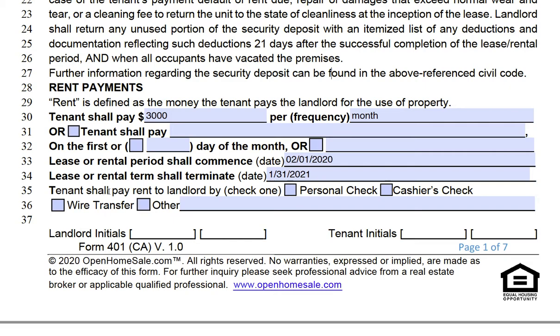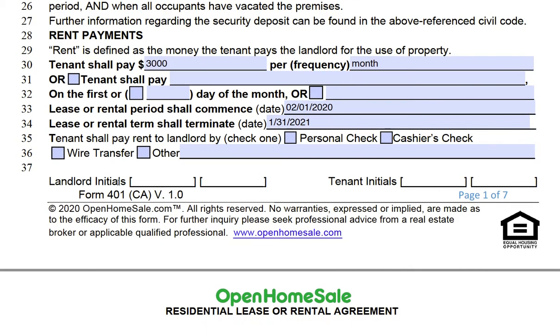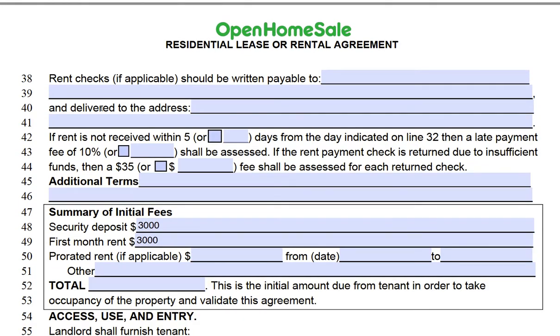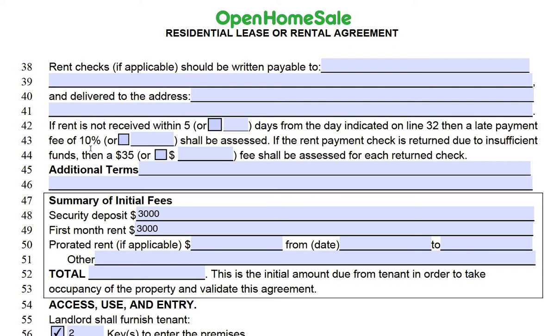Line 35 addresses how that tenant's going to pay the landlord. You can check the appropriate box. Each page is going to have landlord initials and tenant initials at the bottom. Moving on. Now 38 addresses who exactly the rent check is going to be paid to, and then it has the address that check is going to be delivered to. Now, of course, if it's an electronic payment or a wire transfer, you could just put an NA here. You can put an NA in any field that doesn't apply.